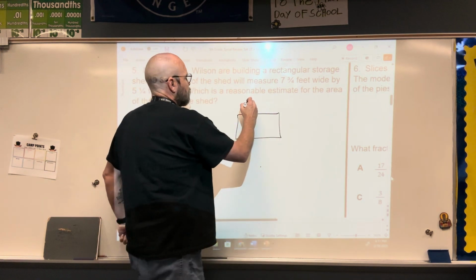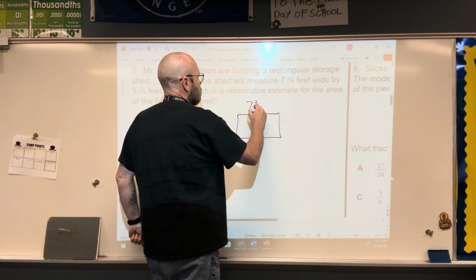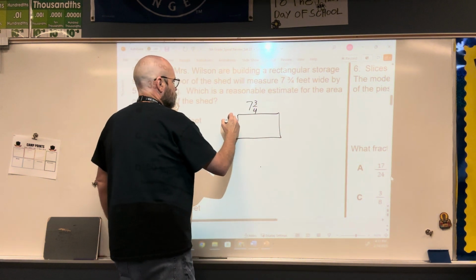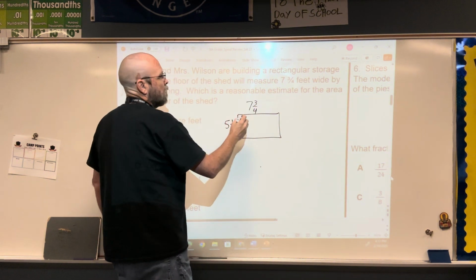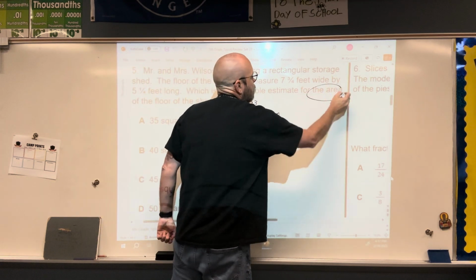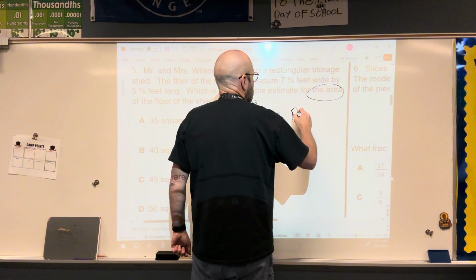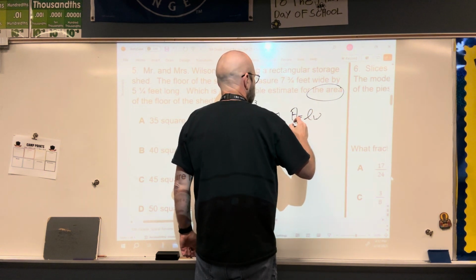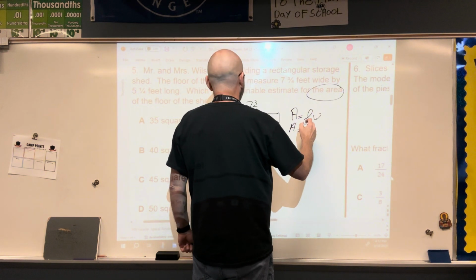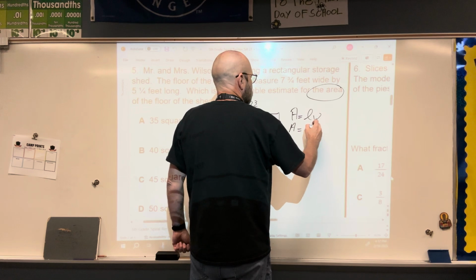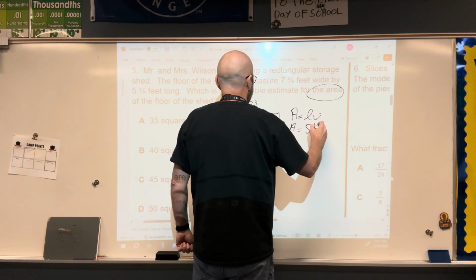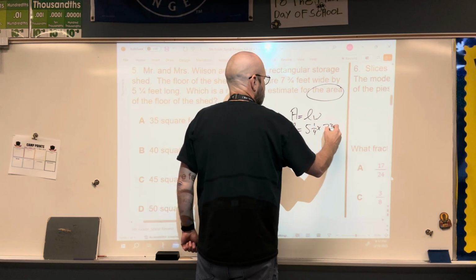And we know it's 7 3/4 and 5 1/4. I'm looking for the area. Then I'm going to write my formula for area. Area equals length times width. So area would equal 5 1/4 times 7 3/4.